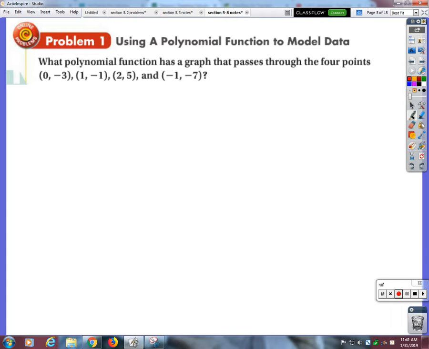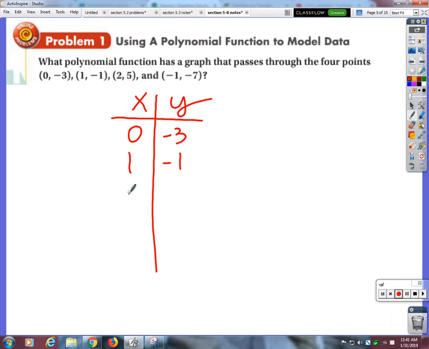So what we're going to do is take these and turn them into an XY table. Our first point is 0, negative 3. Our next point is 1, negative 1. Then 2, 5, and negative 1, negative 7.